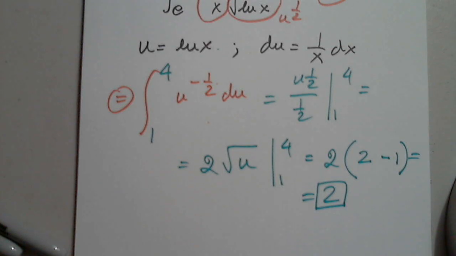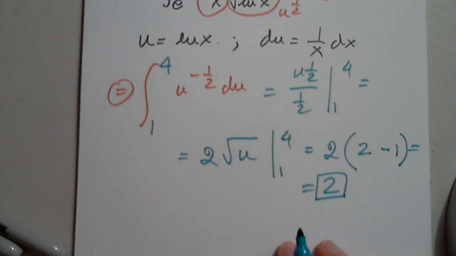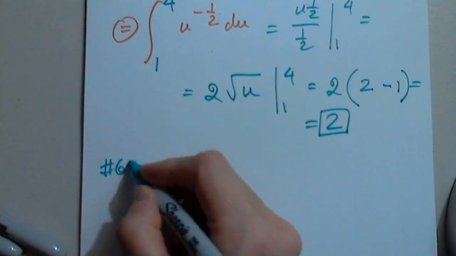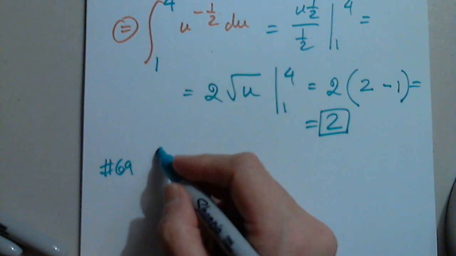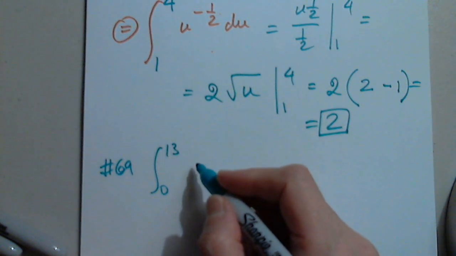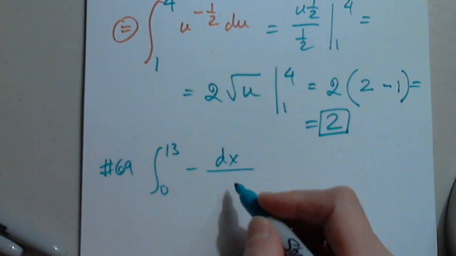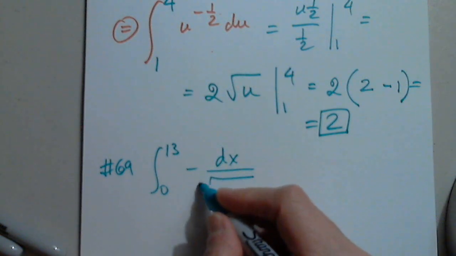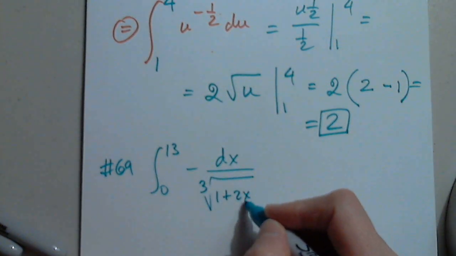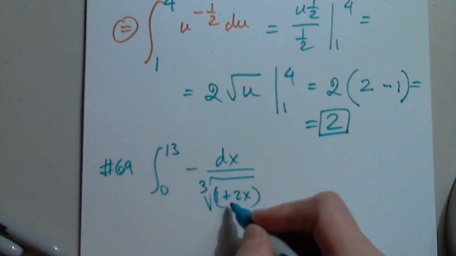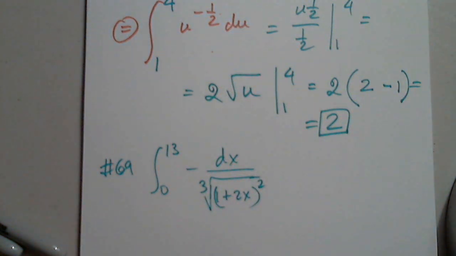What about something like 69 where dx is part of the function? Yeah, that's fine. Let's look at 69. In 69, we have the integral from 0 to 13 of negative dx over the cube root of 1 plus 2x to the second power. Very good. Good pick.